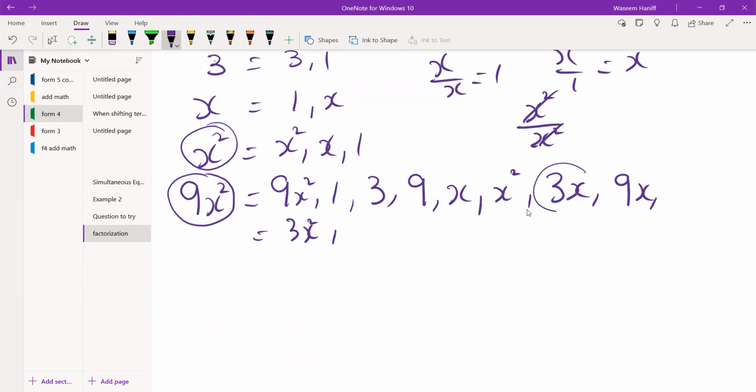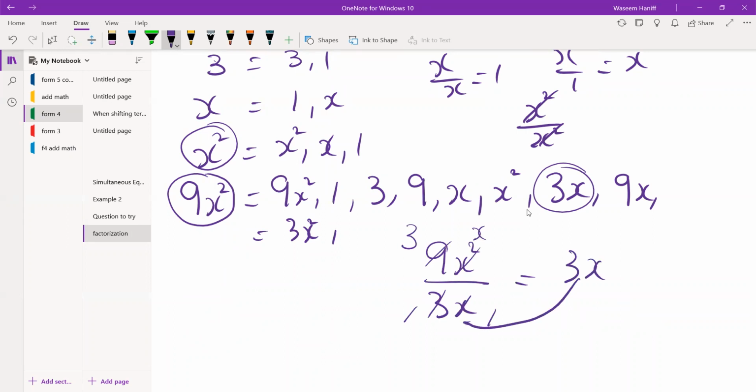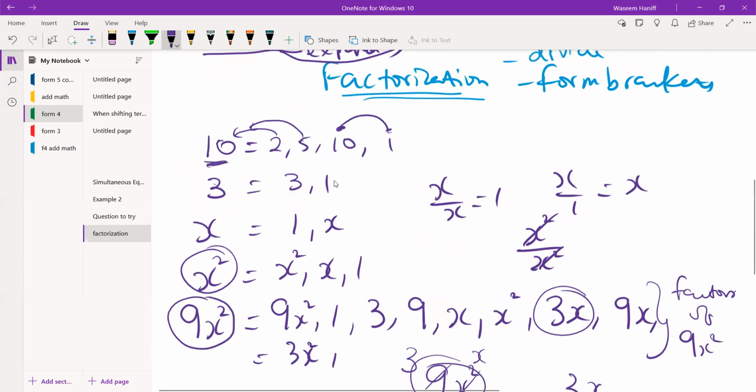Let's pick a random one, 3x, right? So let me say 9x squared divided by 3x. Let me go ahead and do this division. 3 into 3, 1. 3 into 9 is 3. x into x, 1. x into x squared is x. So the answer here is 3x. Good, because 3x multiplied by 3x is 9x squared, right? So all of these are the factors of 9x squared. So to be a master of factorization, we need to understand what a factor is, right?